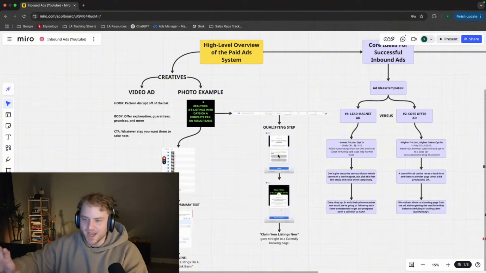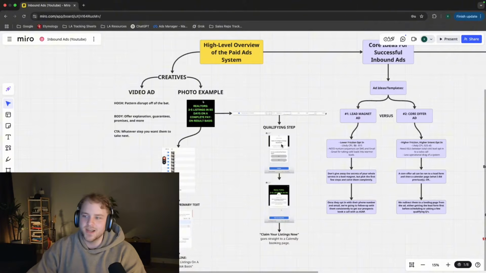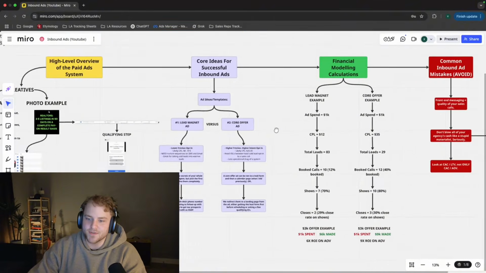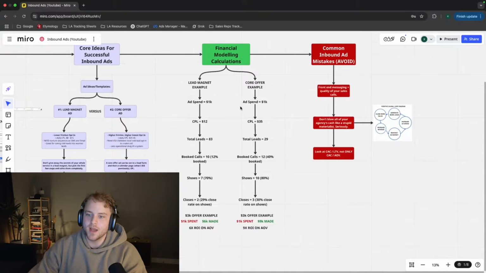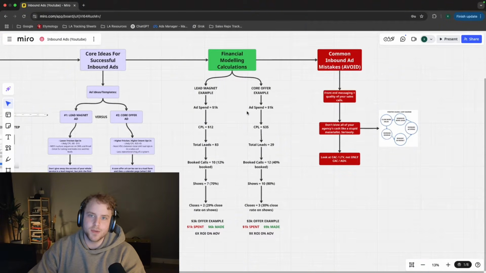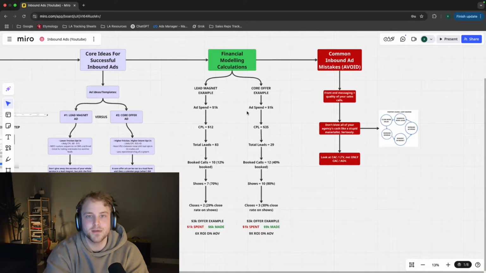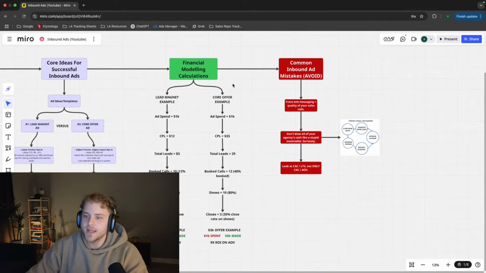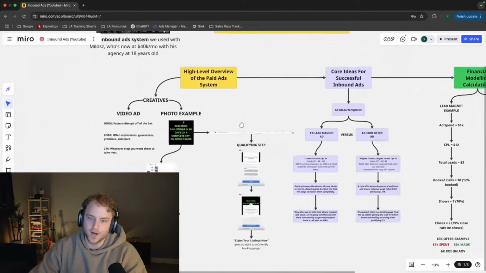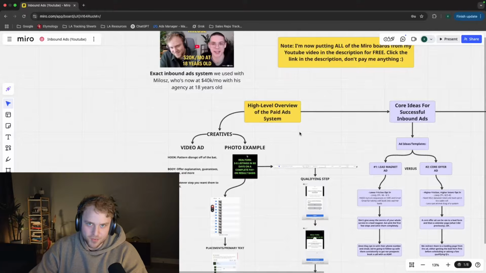I'm just going to give you the targeting, going to give you exactly what I did. Then we're going to go into core ideas and the different type of ads we can test. Then we're going to talk about exactly how much money you can make through this system with the exact mathematical calculations you can use. Then lastly, some mistakes you should avoid when running the system so you don't spend all your money and waste all your money.